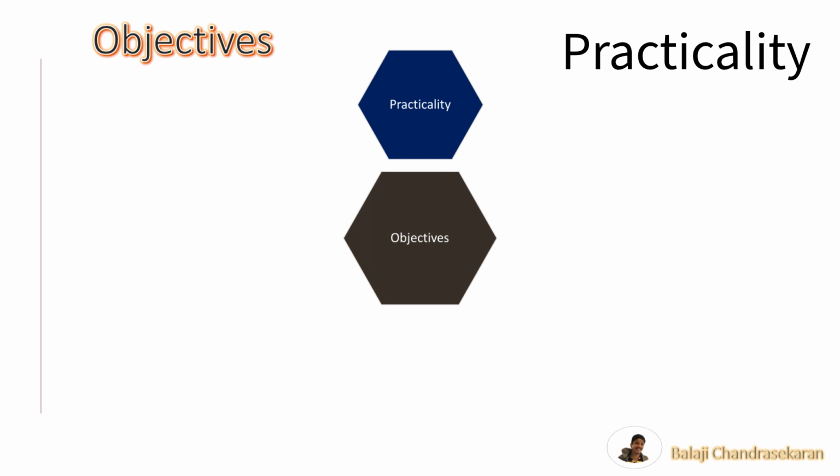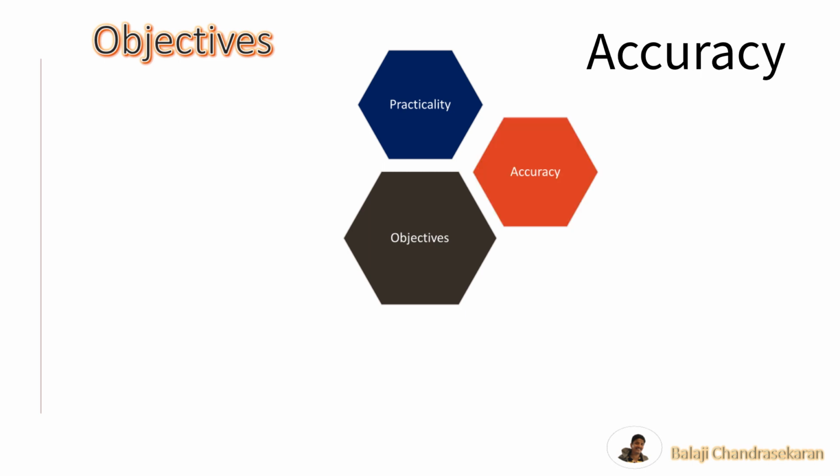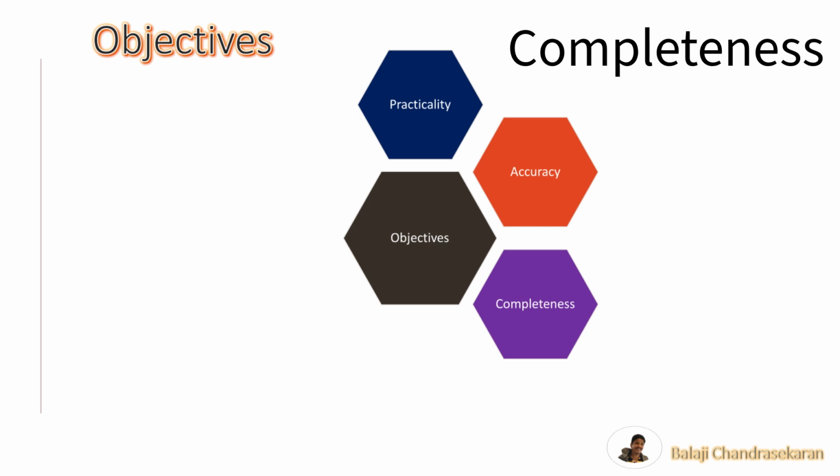Practicality: we need a system that should be targeting the set of audiences, that is the users, for which they are designing. Accuracy: system design should be designed in such a way that it fulfills nearly all requirements around which it is designed, be it functional or non-functional requirements. Completeness: system design should meet all user requirements.